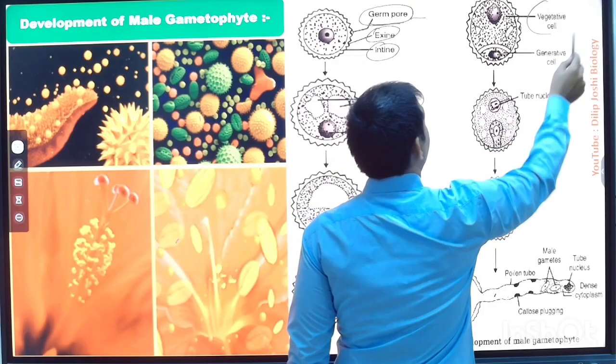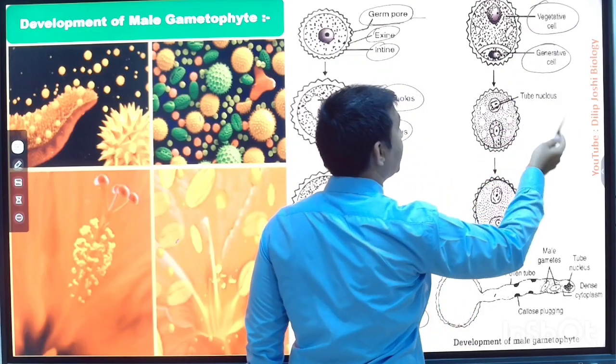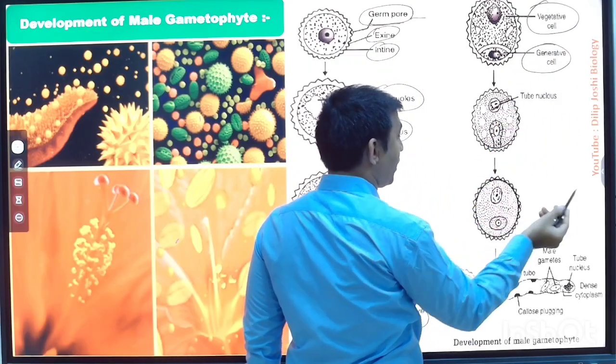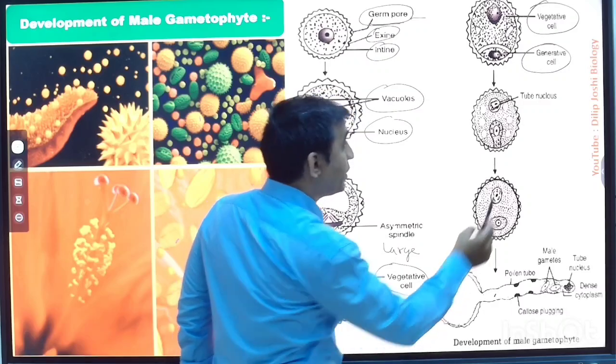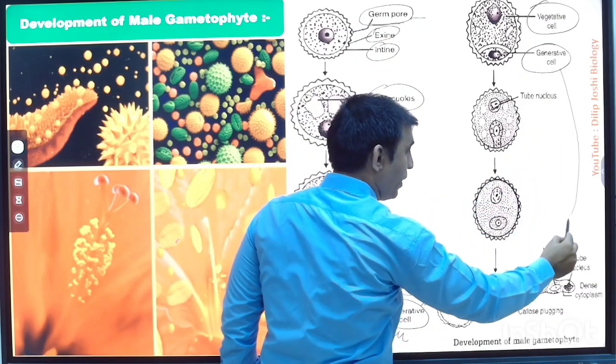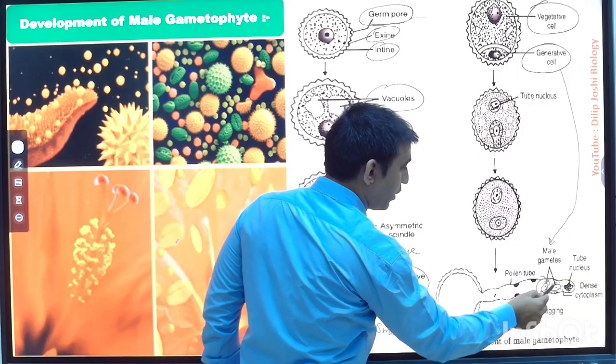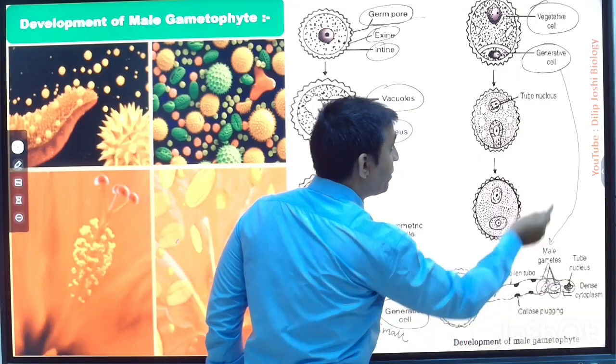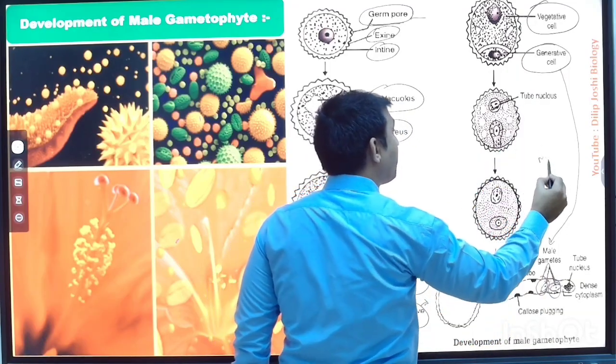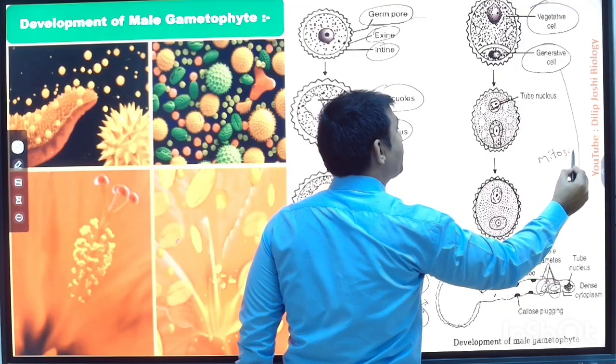Here we saw the vegetative cell and the generative cell present. After mitosis, this generative cell will produce the two male gametes. Here two male gametes are shown, this is one, this is another. So two male gametes are produced from the generative cell by mitosis.